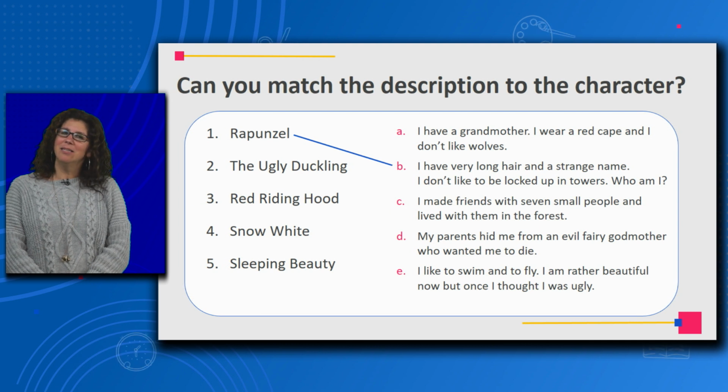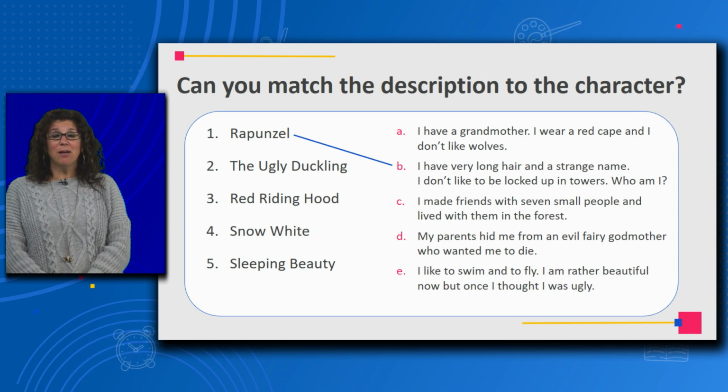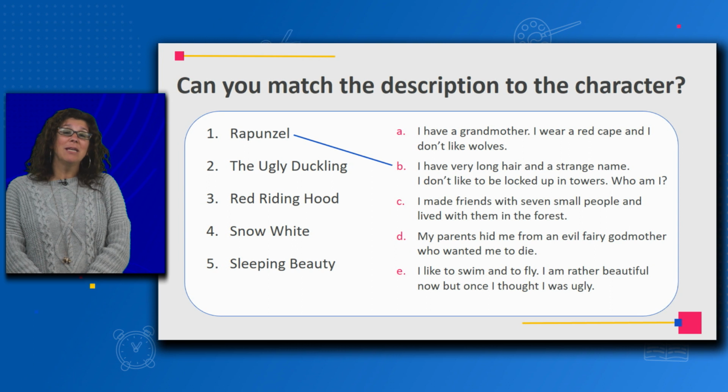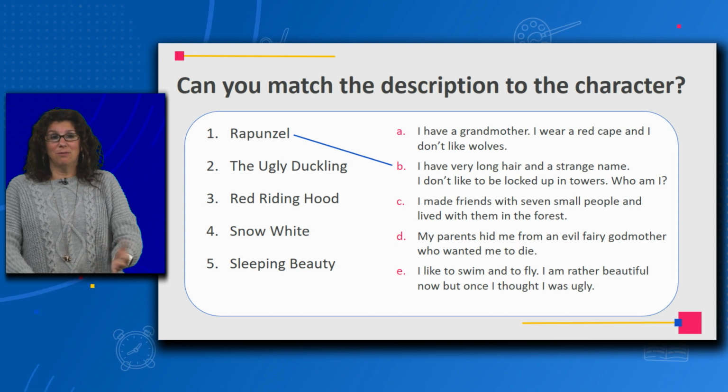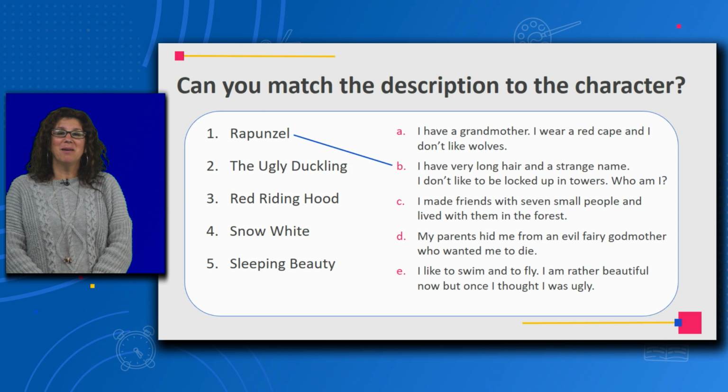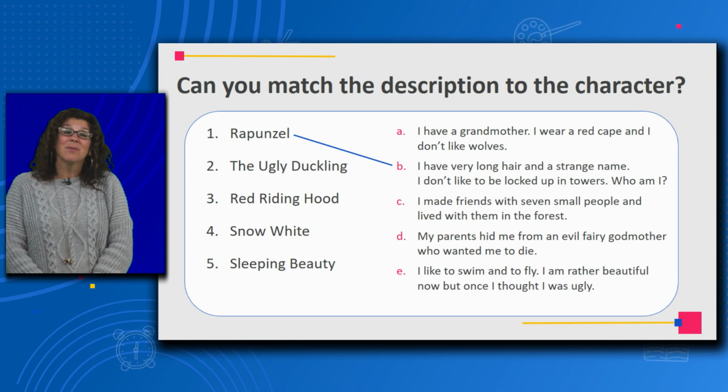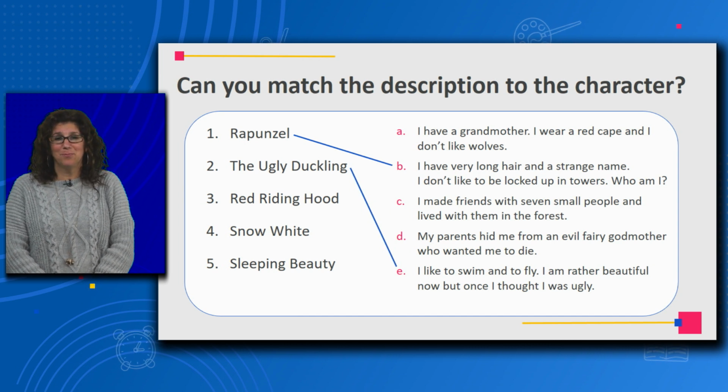The Ugly Duckling is the story of the little duck. Actually, it's not a duck. He's a swan. And he's born to, and the duck mother that takes him in thinks he's the ugliest thing because between the two of us, swans are really ugly when they're born. But once they grow up, they are the most beautiful birds in the world. So Ugly Duckling is E. I'd like to swim and to fly. I'm rather beautiful now, but once I thought I was ugly.